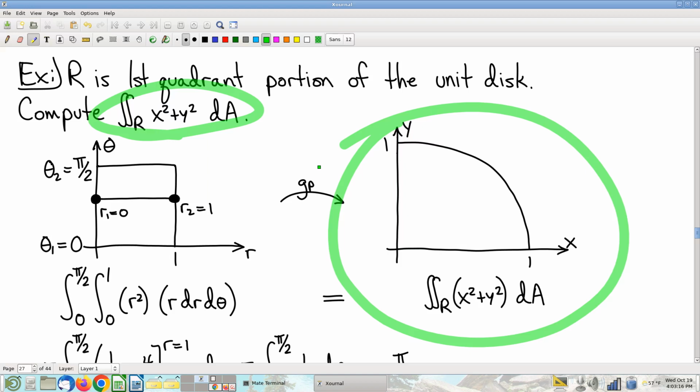The domain's not that bad. We don't have any corner issues. But the thing is, when you solve for y as a function of x or x as a function of y on that top right curve there, you're going to have square roots. So whichever way you slice, you're going to have square roots on your inner bounds.